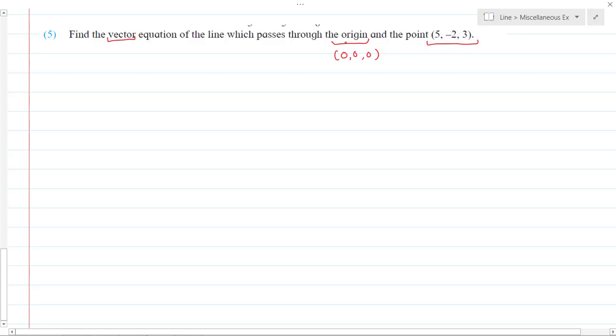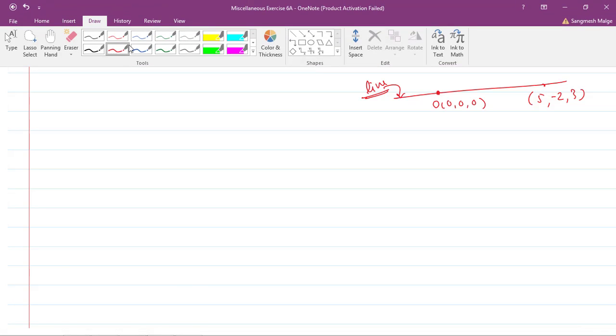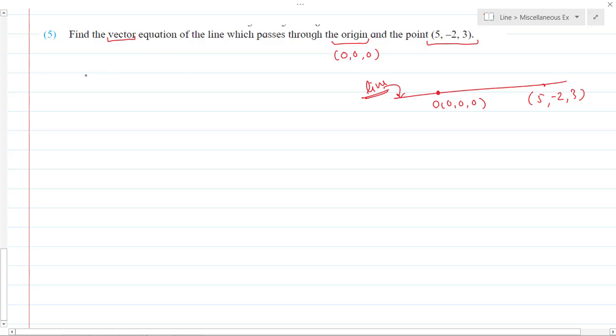Here they have given two points through which your line is passing. This one is the origin O (0, 0, 0) and this is the point (5, -2, 3). We have to find the equation of this line. If the 2 points are given, can we find its direction ratio? Yes, simply if the 2 points are known, then we can find the direction ratios. So the direction ratio of this line is x2 minus x1, y2 minus y1, z2 minus z1.